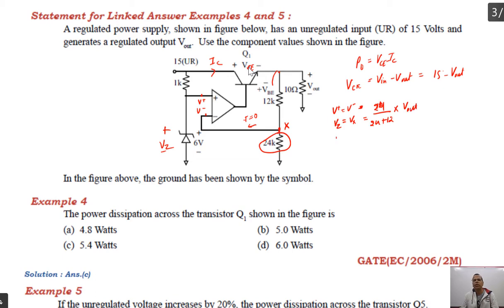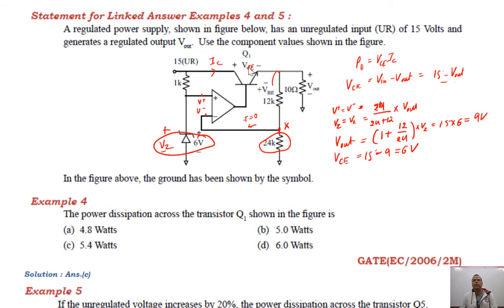So what will be the output voltage? The output voltage can be written in terms of the Zener voltage as 1 plus 12 divided by 24, multiplied by Vz, which is how much? This gives 1.5 multiplied by Vz, which is 6 volt, as given here. So this is equal to 9 volt. So voltage VCE in the circuit will be 15 minus 9 volt, so that is 6 volt. So we have obtained the voltage across the BJT.